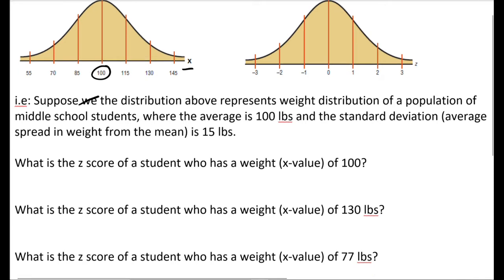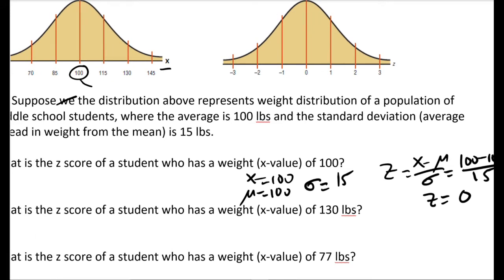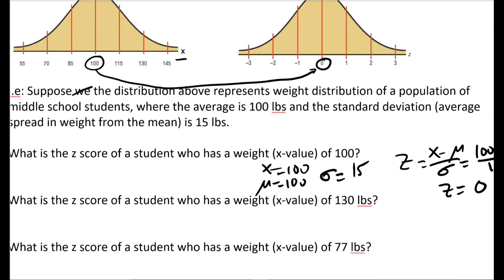In order to calculate that, we know that x is equal to 100, the mean is 100, and the standard deviation is 15 pounds. So we can go ahead and calculate the z-score: x minus mu over sigma, which is 100 minus 100 over 15. In this case the z-score is going to be 0. So this is just saying that 100 is going to turn into 0 when we convert it to a z-score, which makes sense since they're both in the middle.